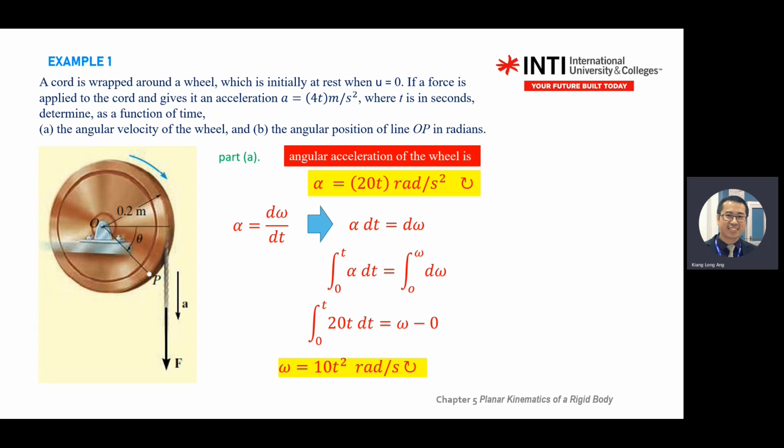Okay, it's like you drawing your chapter 1 graph. You recall what the definition of velocity and acceleration is. Then you look at the question, what you have. If you convert back to velocity, then you integrate.